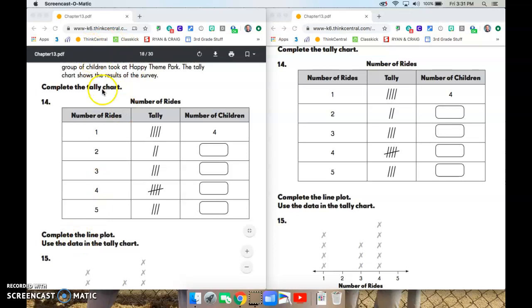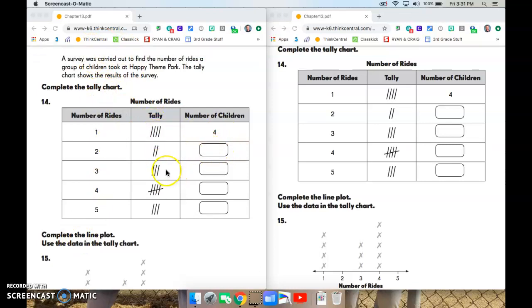It says complete the tally chart. So there's 4 tallies, the number 4. There's 2 tallies, we'd write the number 2. 3 tallies is the number 3. 5 is our slide, so we write the number 5, and 3 for the number of children on 5 rides.